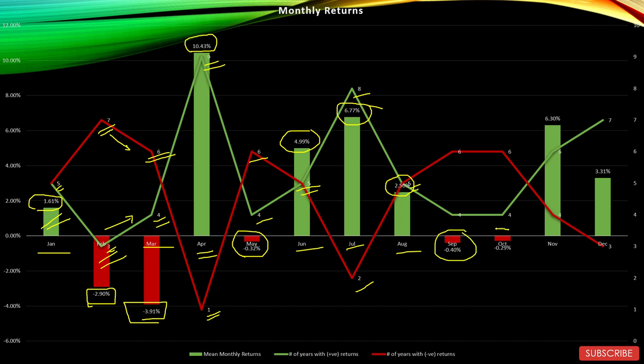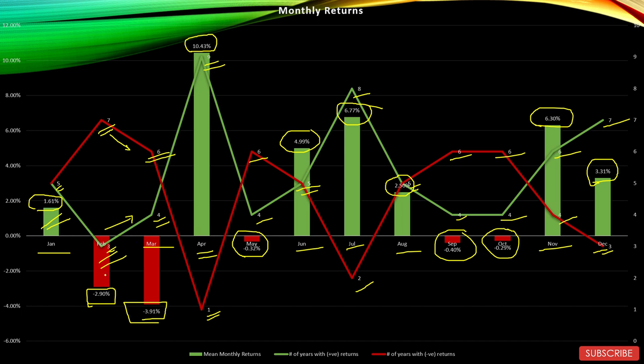September and October both are flat months for this sector, both with 6 negative years each and 4 positive years each. November, 6.3% average returns over the last 10 years with 6 positive years and 4 negative years. December with 3.31% average returns with 7 positive years and 3 negative years.